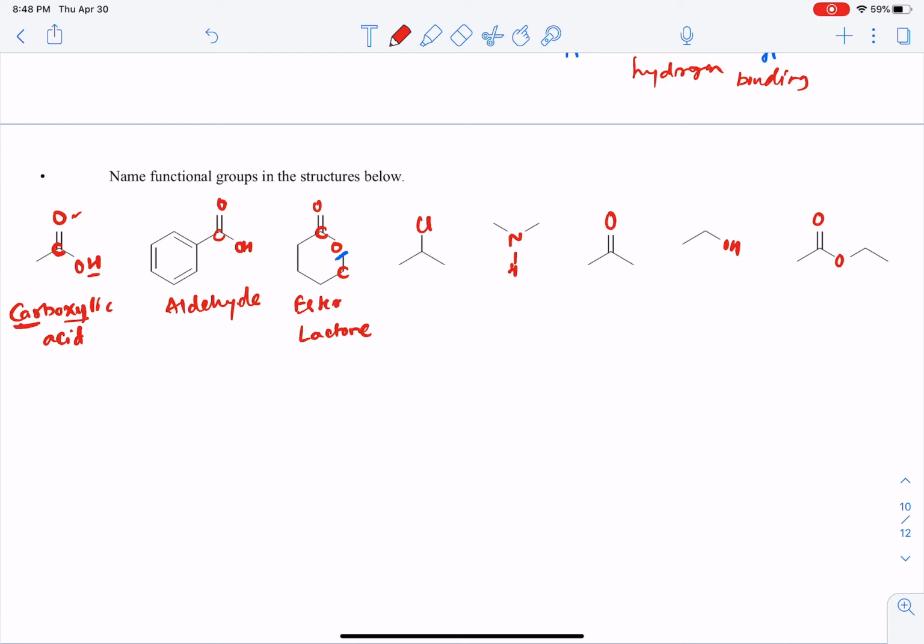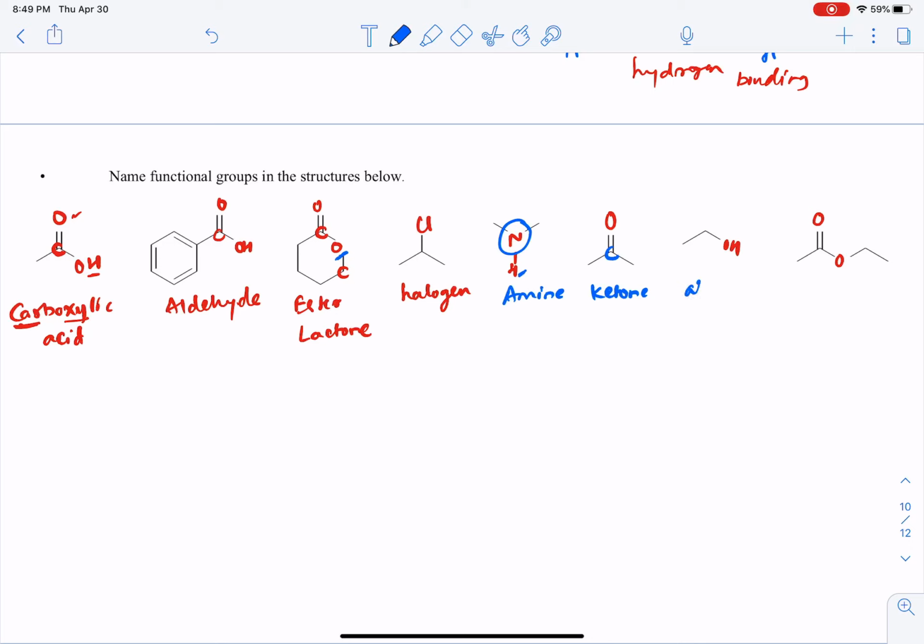Now the next one: there's a chlorine here, so it's simply a halogen group. If it's fluorine, chlorine, bromine, or iodine, you can call it a halogen. Next one, we have nitrogen here, so it's simply an amine. It has an H here, so we'll write it as an amine. Again, this one is a ketone. There's just a single oxygen with a double bond, so that's how you remember it.